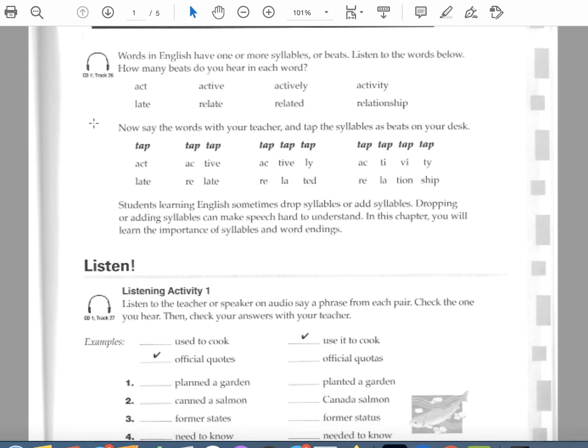Well, let's look at the word act. Act, that's just one syllable. Then we're going to add an IVE ending, active. Then we're going to add ly to that word, and that is going to give us an adverb, actively. And then we're going to add an ity, which gives us a noun, activity. So we went from 1 to 2 to 3 to 4 syllables depending on the word endings, and that's what we're looking at right there, right? Our word endings.